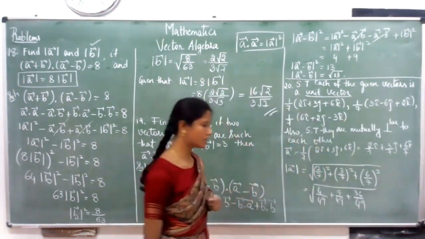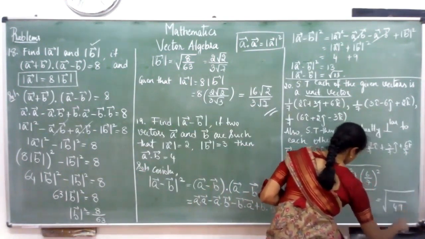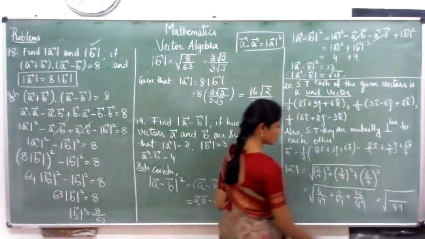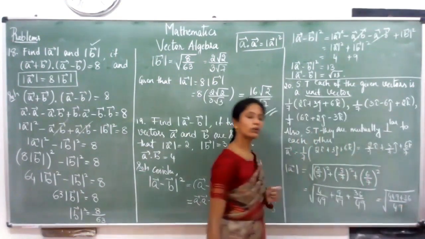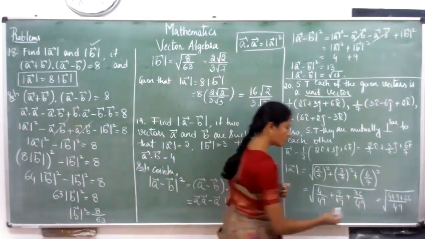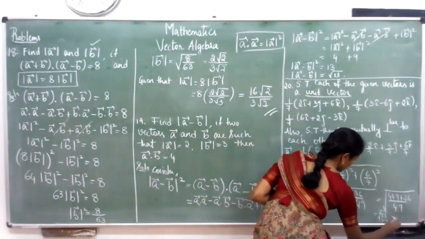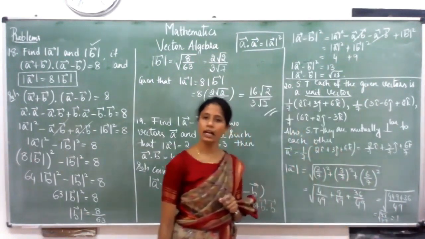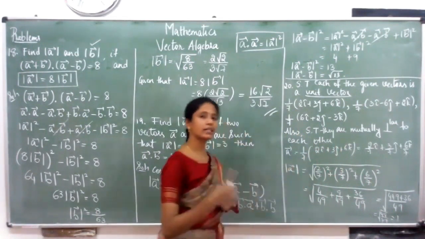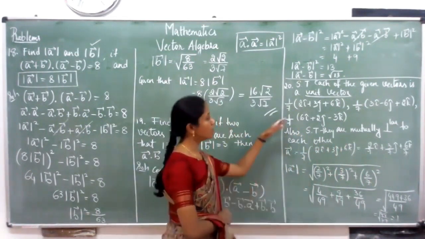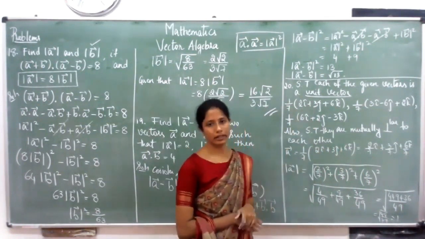So what is the LCM here? The LCM is 49. In the numerator it is 4 plus 9 plus 36. What is 4 plus 9 plus 36? It is 49 again. So you get root 49 by root 49. What is root 49 by root 49? It is 1. So we got the magnitude of vector A as 1. So I can say the first vector is a unit vector.